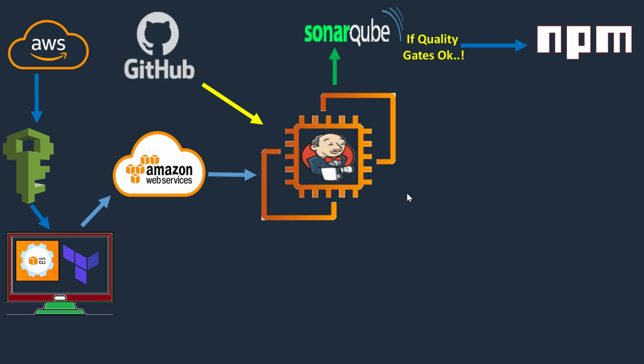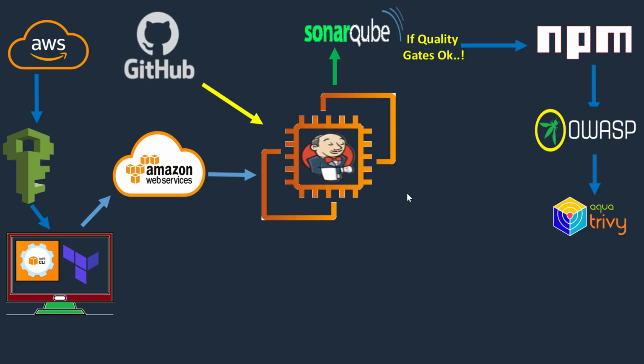Once it's installed, we send the next step to OWASP for checking the dependencies. Whatever dependencies are there, it will check them. Once the dependency check is over, we send it to Trivy for vulnerability checking. Once that's over, the step goes to Docker, which we have already installed using the template script.